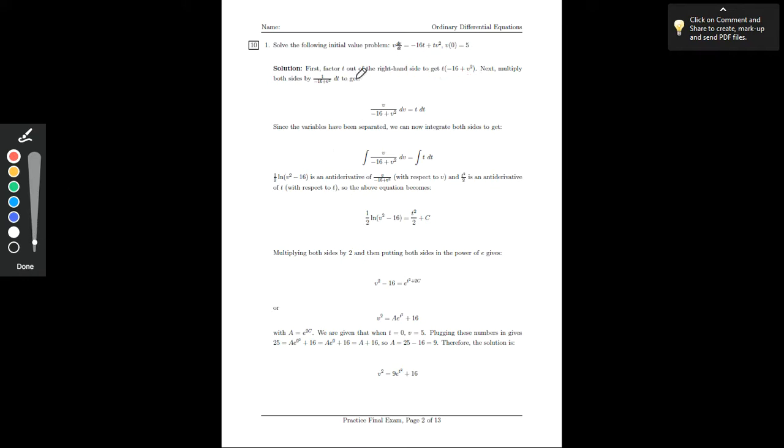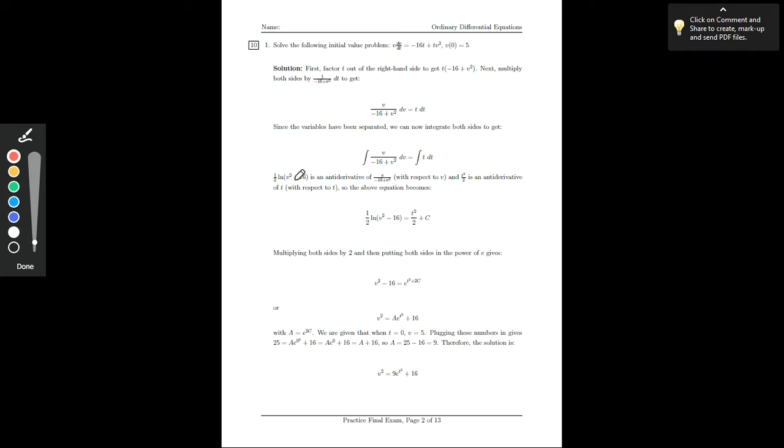We're next going to multiply both sides by 1 over negative 16 plus v squared times dt. We get v over negative 16 plus v squared times dv is t dt. So we've separated the variables. We can now integrate both sides to get the following. The integral of v over negative 16 plus v squared dv equals the integral of t dt.